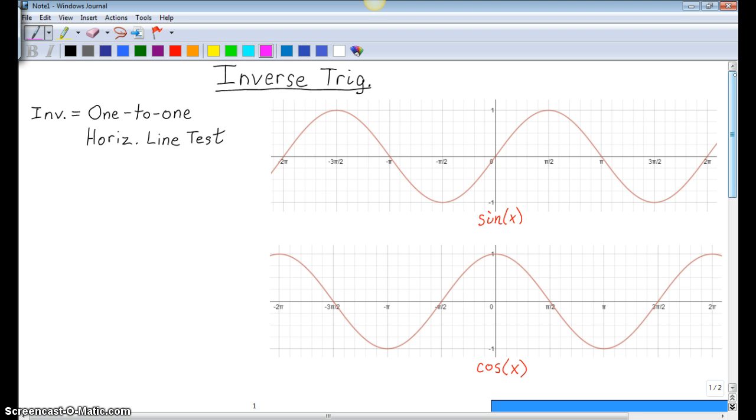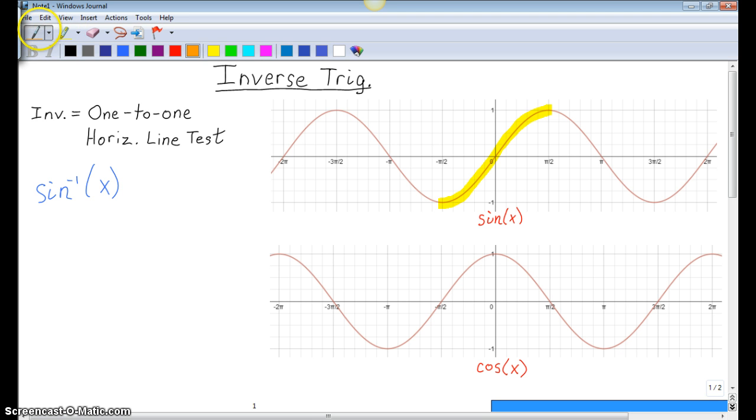So in order to find the inverse trig function, in our case, inverse trig is represented, for sine, as sine to the minus 1 of x. What we can do is restrict the domain of our graph. So let's take our highlighter, and let's just restrict our domain to negative pi over 2 to pi over 2.